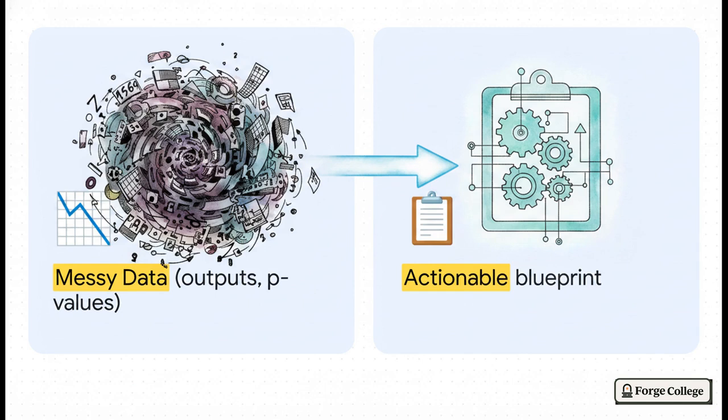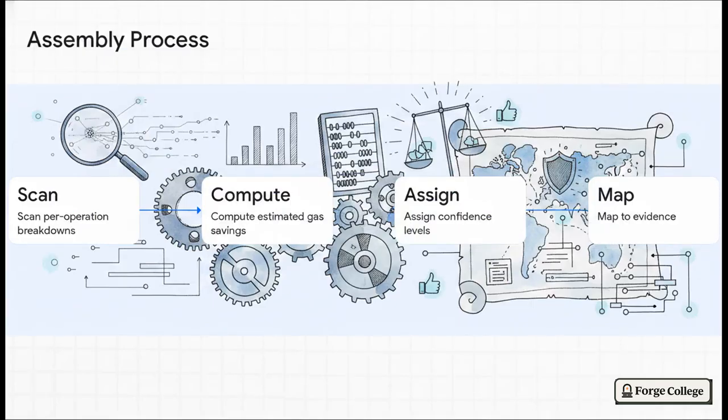So our job right now is to synthesize those results into a neat, actionable blueprint featuring clear, quantified, and completely traceable optimization recommendations. To actually pull this off, we're going to use a strict 4-step assembly line process. It's like a machine. Step 1. We scan your per-operation breakdowns for candidate optimizations. Step 2. We compute the estimated gas savings for every single candidate. Step 3. We assign rock-solid confidence levels. And finally, Step 4. We map those claims directly back to the evidence. This is exactly how we turn raw materials into a verified schematic.